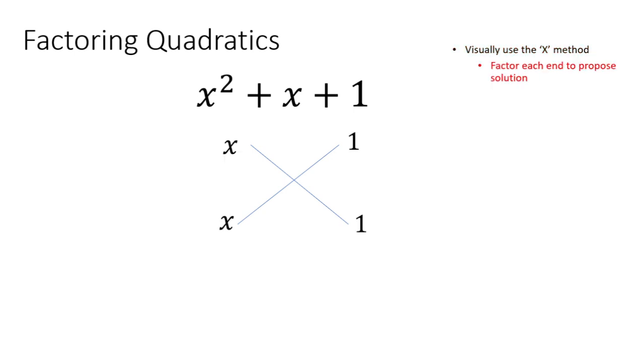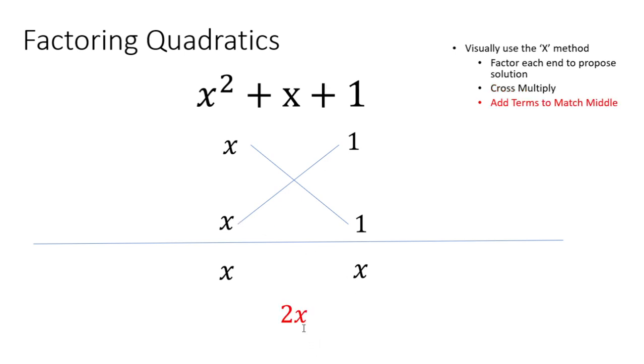Now let's factor the left side and the rightmost term. So the leftmost term, x squared, factors into x times x. So we write x times x. And the rightmost side 1 factors into 1 times 1. So now we have a proposed solution of x plus 1 times x plus 1. Well, let's cross multiply. X times 1 equals x, 1 times x equals x, and adding those two terms together gives us 2x, which does not equal our initial and desired middle term here. So this tells us that x plus 1 times x plus 1 is not a correct factorization of this polynomial.